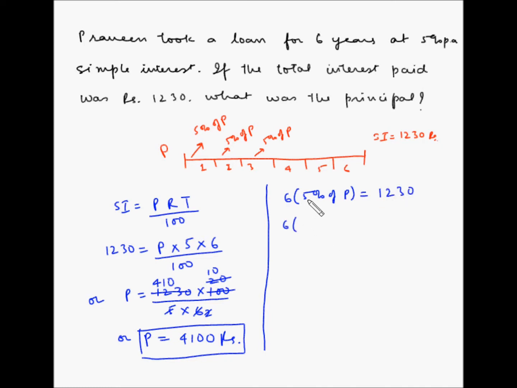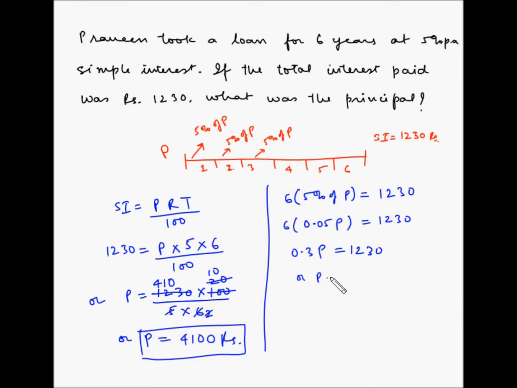So this becomes 5% of P is 0.05 P. So this is basically 5 divided by 100. So this becomes 0.05 and multiply by P, so 0.05 P, which is equal to 1230. So this becomes 0.3 P, 6 5s are 30, and then decimal at 2 places, so it becomes 0.3 P is equal to 1230, or P is equal to 1230 divided by 0.3.